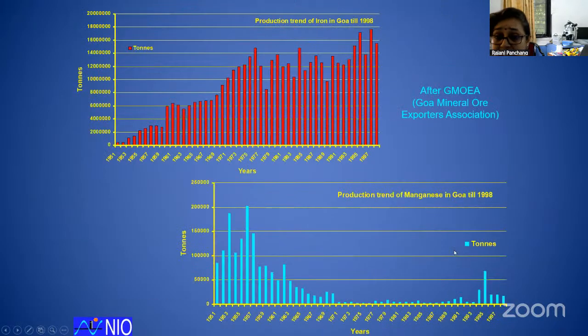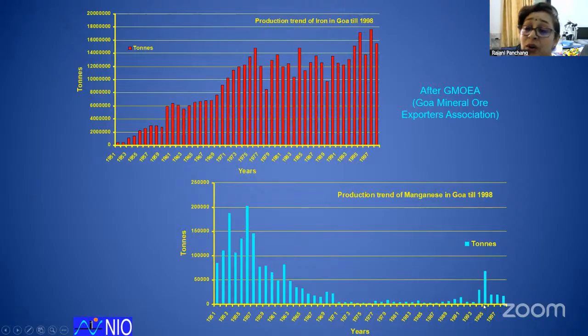Now, what could be the reason? North Goa has iron and South Goa has manganese. So I asked, why should the mining lease reduce? South Goa is Zuari. North Goa is Mandavi. Mandavi mining lease has not reduced, but South Goa mining lease has reduced. What is the reason? Again, I went out and looked at data and found that iron production has increased with time, whereas in Goa, the manganese production has reduced with time.